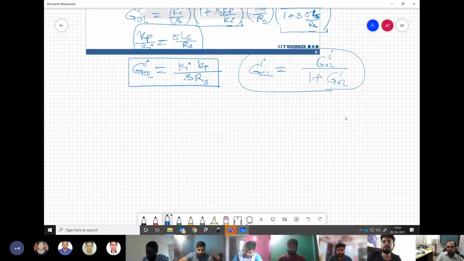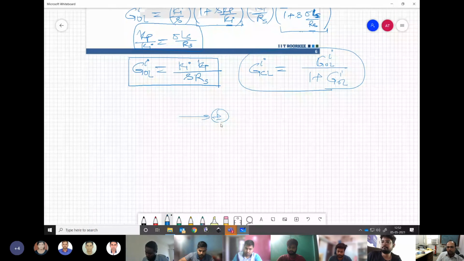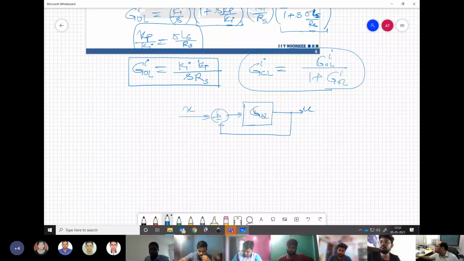The equivalent system is like this. You have G open loop here, and you have unity feedback here. You can take some input, let's say X, some output U, and you see what you are getting over here. Understanding my point? So this is what it will result into.